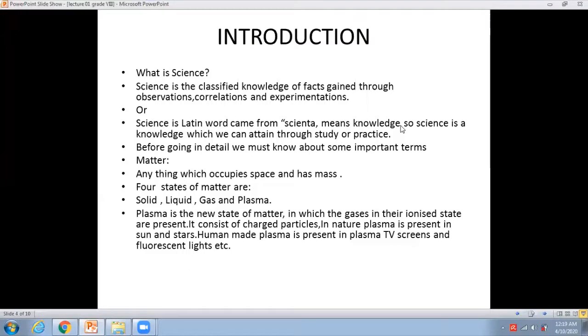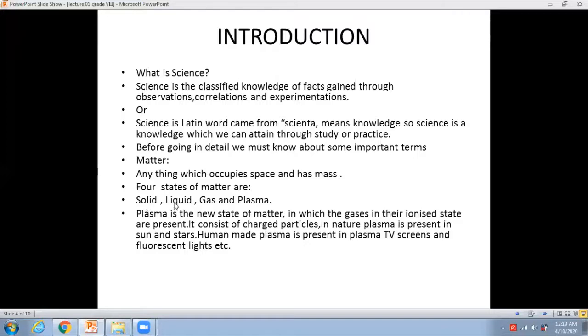But before going into the detail of chemistry or this chapter, we must know some basic definitions, one of which is matter. What is matter? Anything which occupies space and has mass is called matter. It means that all things which are present in our surroundings, solid, liquid, gas, plasma, are all different states of matter. So there are 4 states of matter.